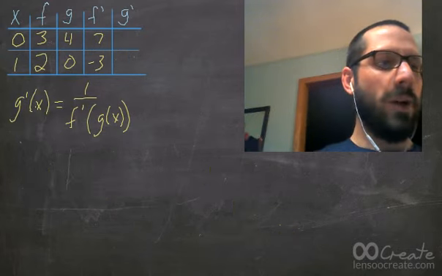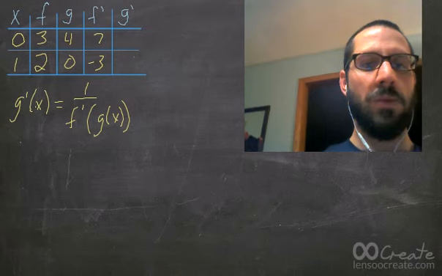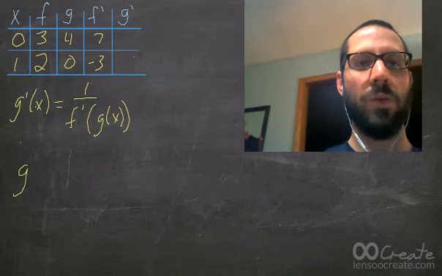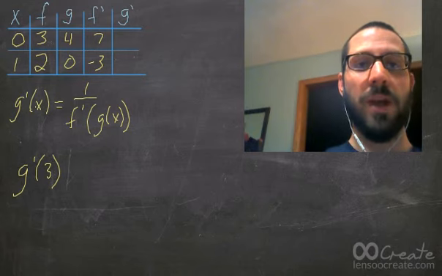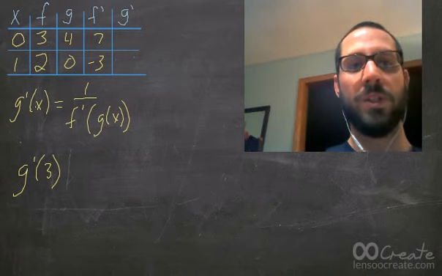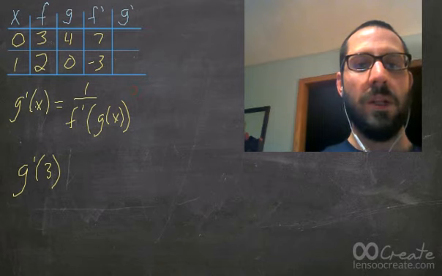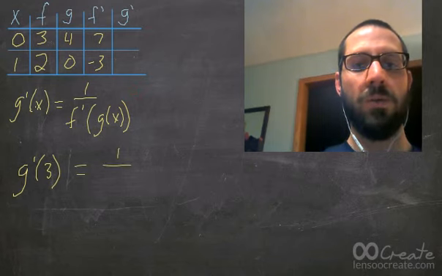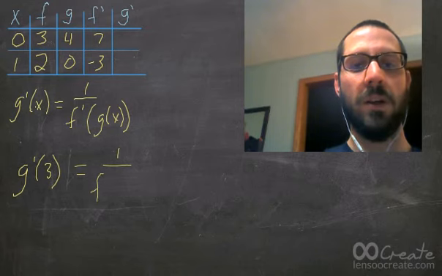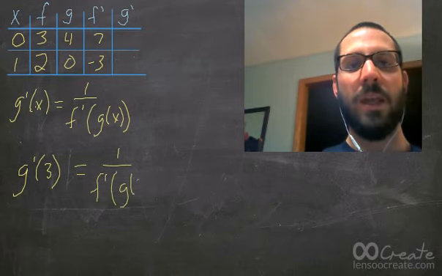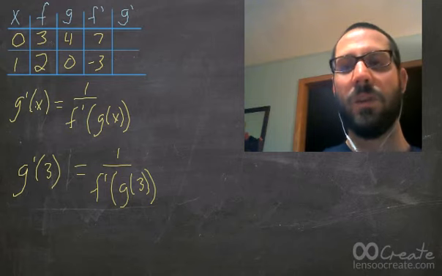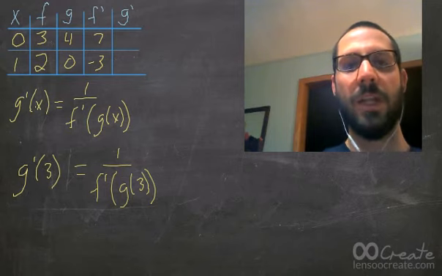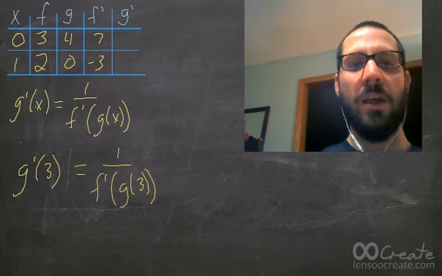All right, looking at part E on page 314, we want to find g prime of 3, which again is not in our table. We actually don't even have any values of g prime in our table this time, which doesn't matter. So what we need to do is plug that into our formula. 1 over f prime of g of 3. Again, we don't have any values of g of 3. It's not in our table. So we have to look for the outputs of function f.